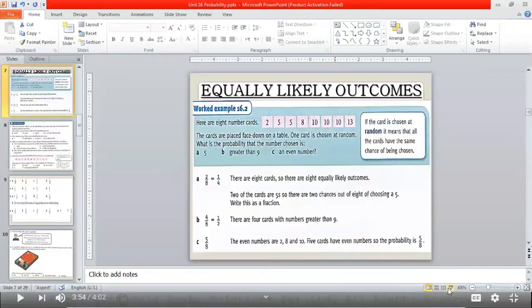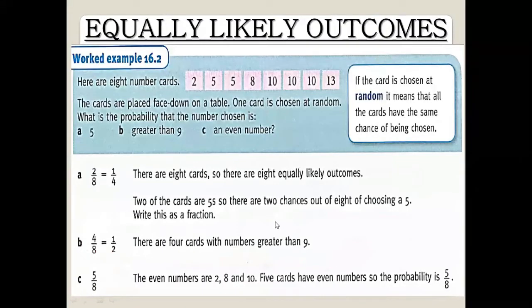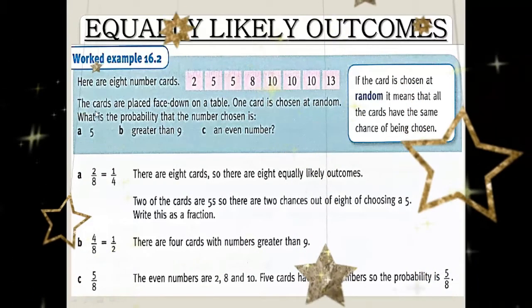Now let's start our topic. Okay, we have 8 different cards, and we are just putting them down on the table. Let's suppose you choose a card randomly and you don't know what it is. If you choose one card, what is the probability that the card you choose is 5?